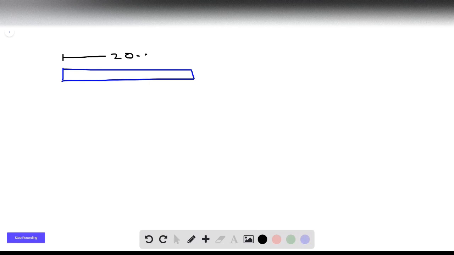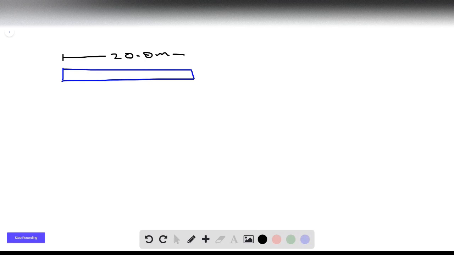We have a beam that runs 20 meters. So we have a beam that's spanning 20 meters long, and it has two supports, or what we can call walls, in between the edges of the beam.